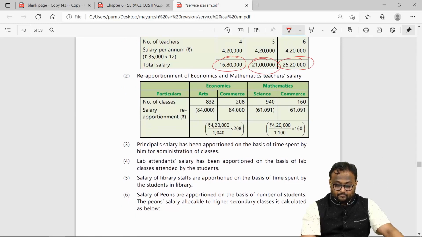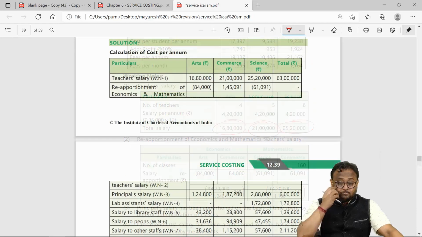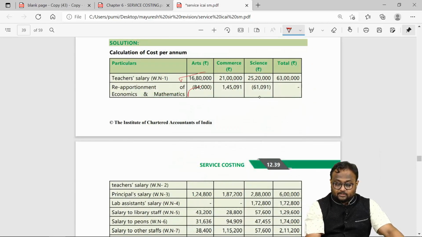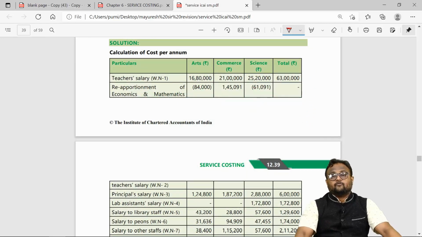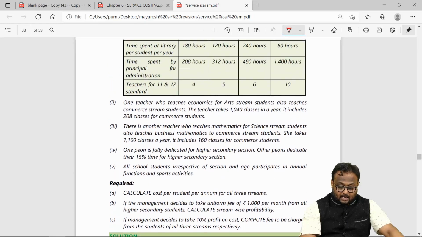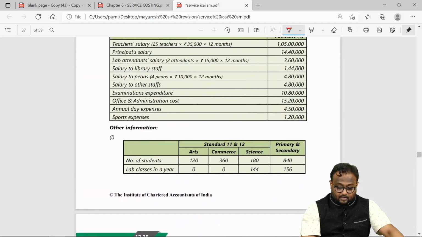This is what I have actually paid to these people. I'm just supposed to remove 84,000 from arts and 61,091 from science, and it is to be added to commerce. So this is your total wages and this is reapportionment. If the cost is incurred for commerce students on commerce students, let the commerce stream bear the burden. That is one thing.